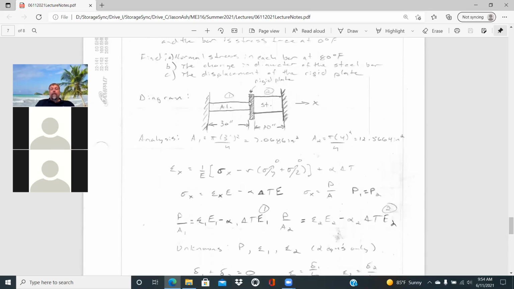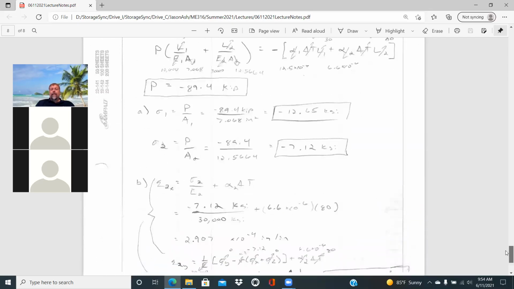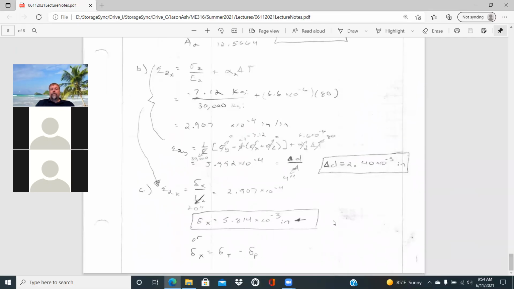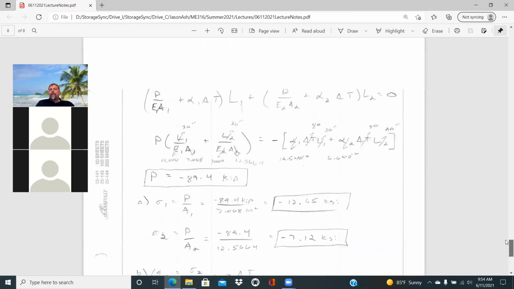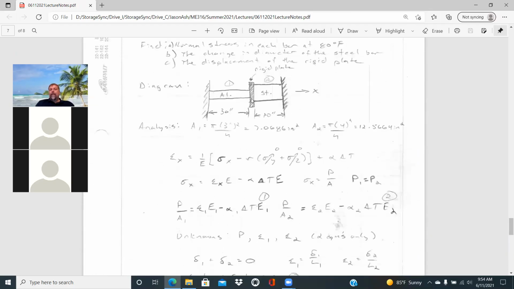If you were to do the same thing for the aluminum, you would find that that's also equal to 5.814 times 10 to the minus 3rd, but it would be in compression. They're both in compression, but as this moves to the left, the aluminum would also be moving to the left.